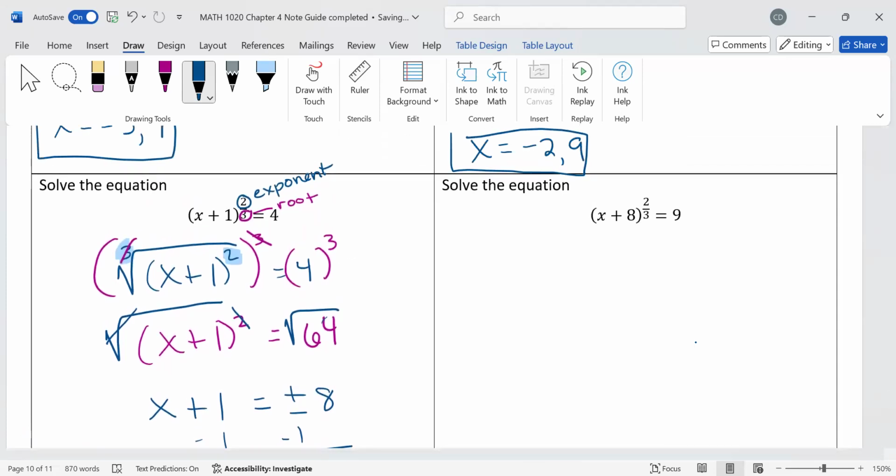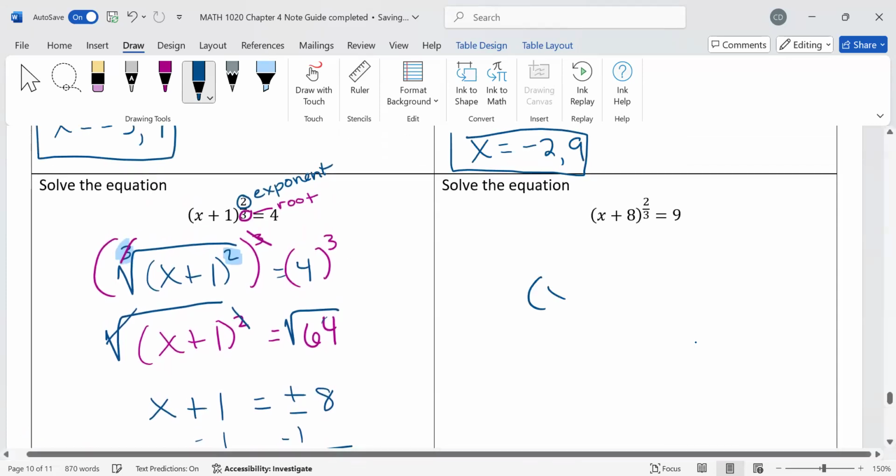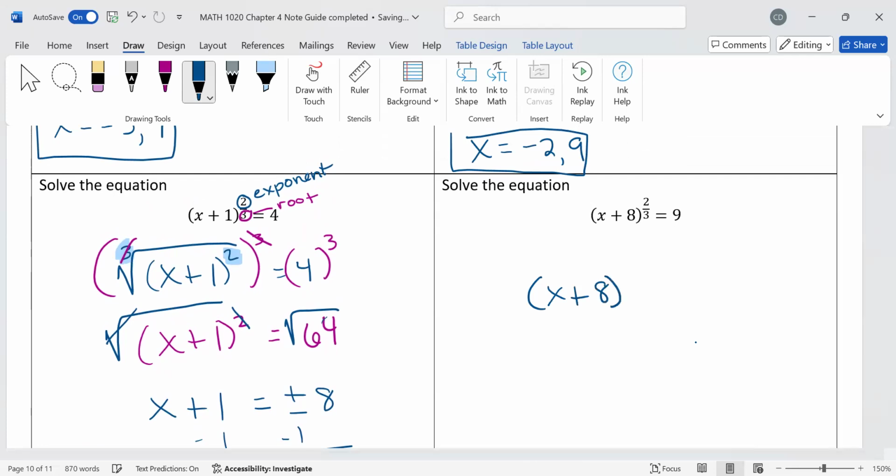All right, so we're going to set this one up the same. The top is our exponent. The bottom is our root.